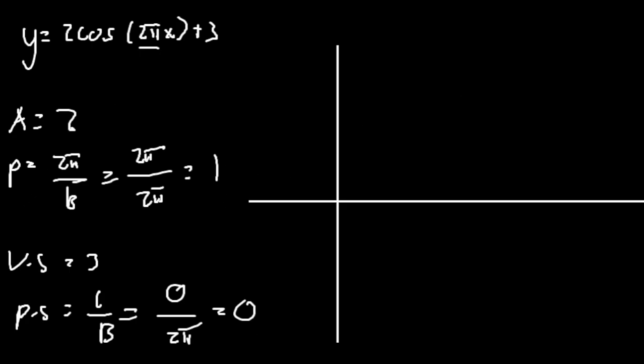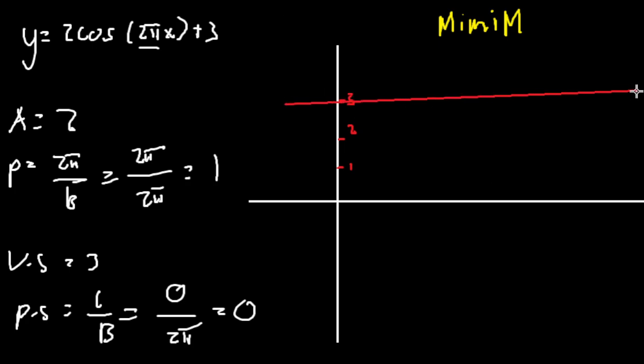Now, using this given, we can now graph the function of 2 cosine of 2 pi x plus 3. Now, remember, kapag cosine, we will be using maximum. Now, let us find the maximum. Ang vertical shift natin is 3. So, we need to go up 3 units, and that will be now our midline. 1, 2, 3. So, this will now be our new midline.